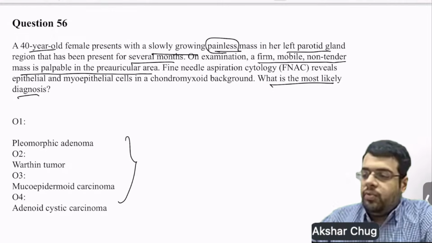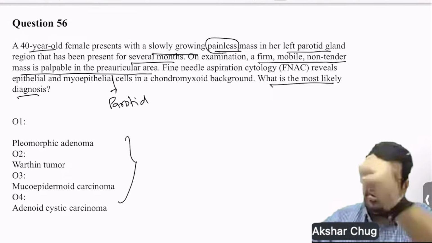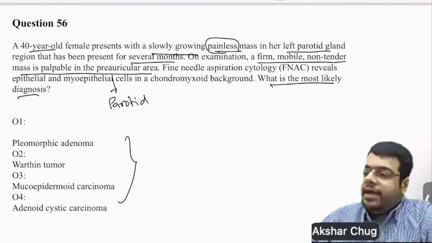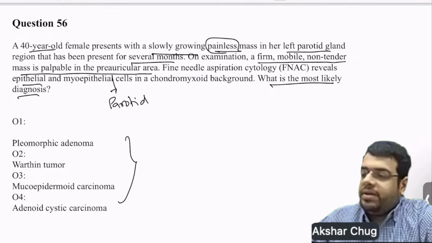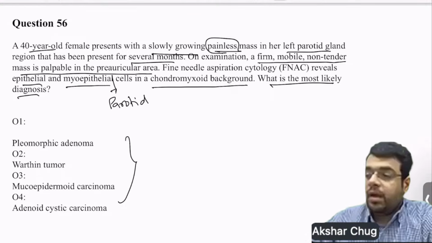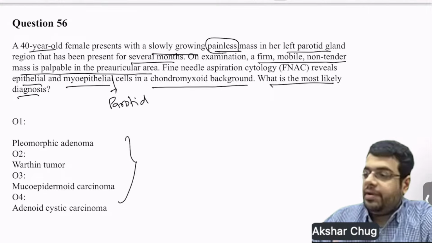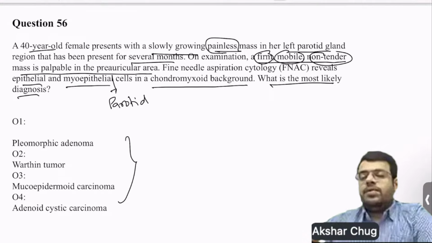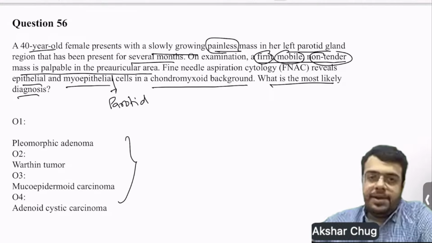So most likely, we are dealing with a parotid tumor. Let's read further. Fine needle aspiration cytology reveals epithelial cells and myoepithelial cells in a chondromyxoid background. Now, the first clue is that we have a firm, mobile, non-tender mass. A firm mass will always point toward a benign pathology rather than a malignant one.